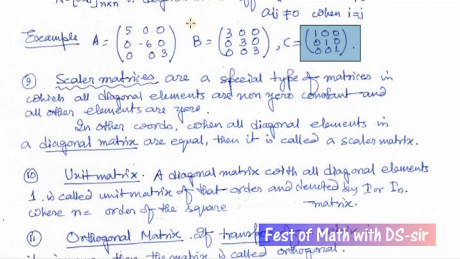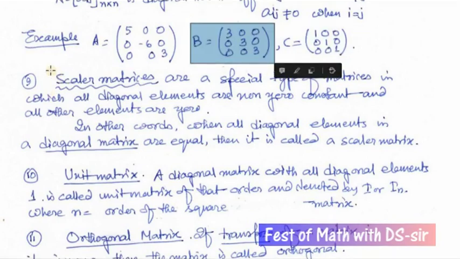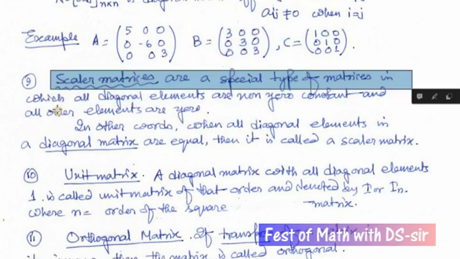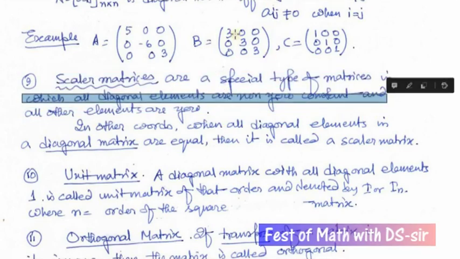Now scalar matrix. This example is a scalar matrix. What is the definition? Scalar matrices are a special type of matrices in which all diagonal elements are non-zero and constant, the same. In other words, when all diagonal elements in a diagonal matrix are equal, then it is called a scalar matrix.